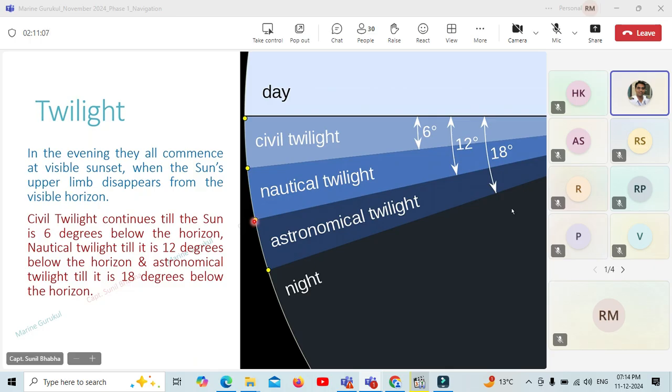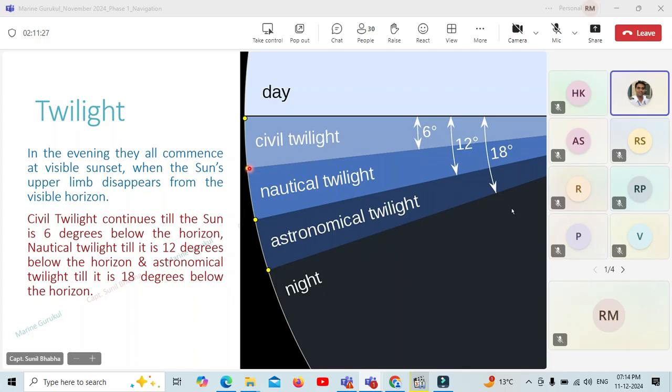If you are standby at this particular instant, that is ending of the nautical twilight, it will not be of use because the horizon is going to disappear now. So we need to be standby. This is the critical time as far as the evening twilight is concerned. That is the ending of civil twilight.